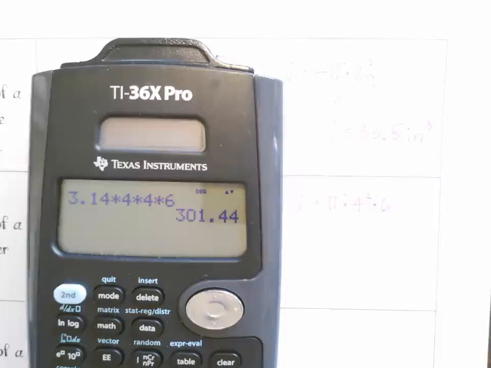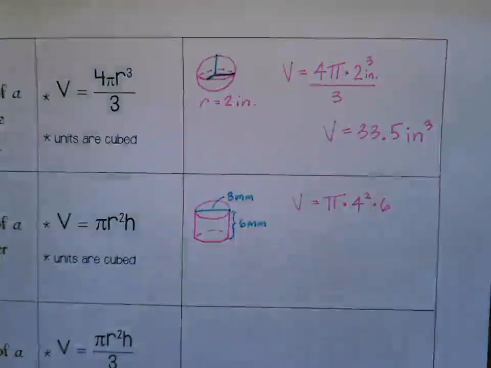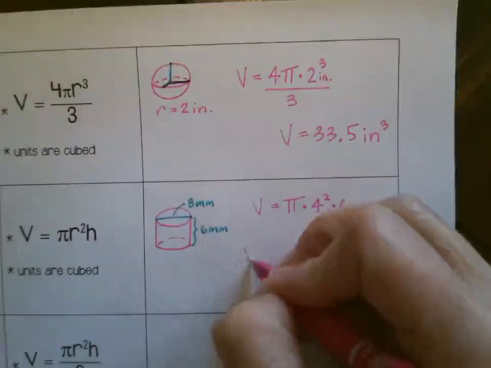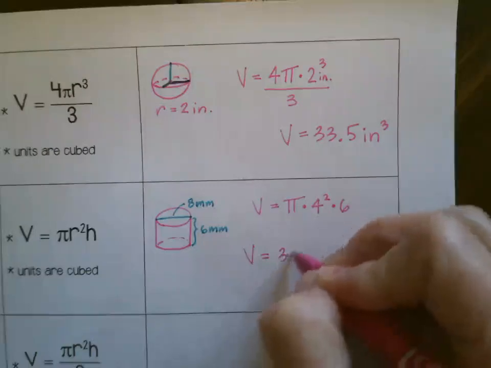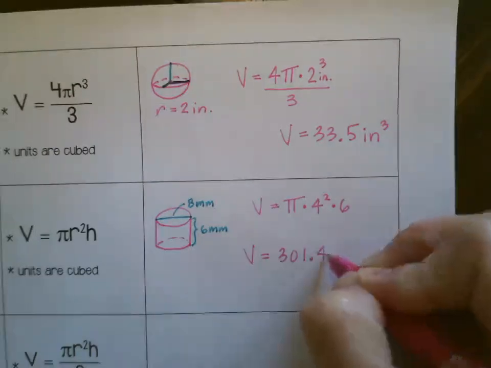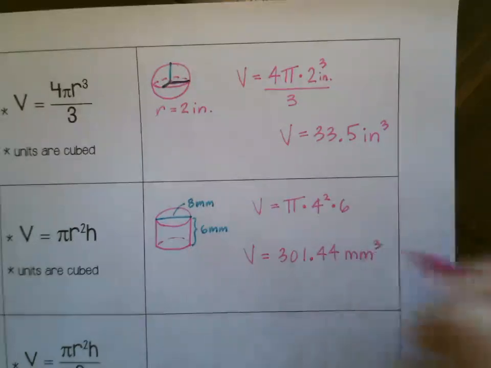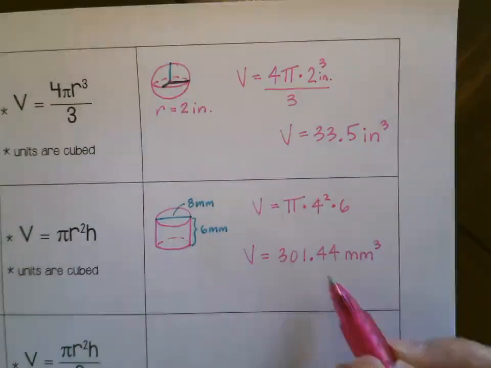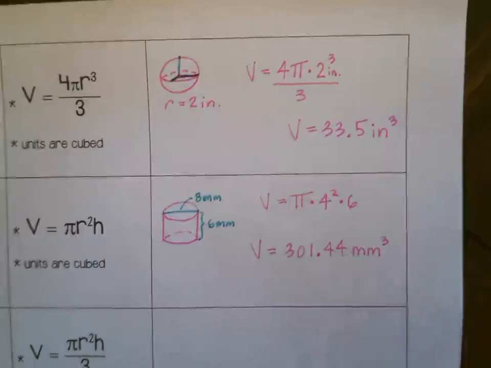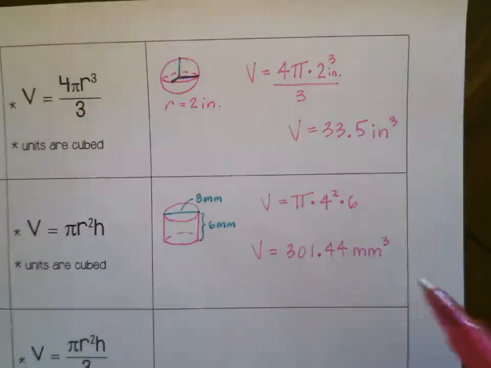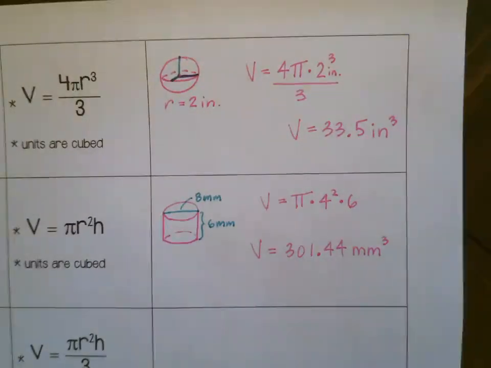And that gives us 301.44. So the volume of this is 301.44 millimeters cubed. Now, watch for what you're asked to round to. That one only had 2 decimals, so they might have you just go ahead and put that.